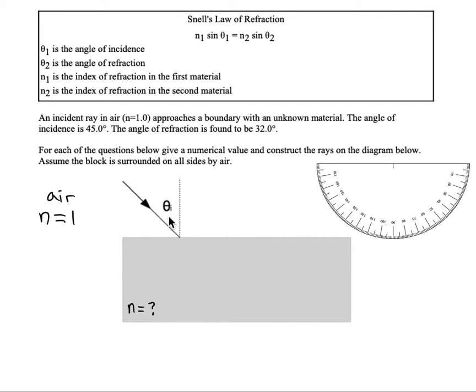Now, one thing that we're given here is that the angle of incidence is 45 degrees. That is the angle of incidence. Now you have to measure the angle of incidence against a normal to the block surface. The normal, of course, makes a 90-degree angle with the surface of our new medium.